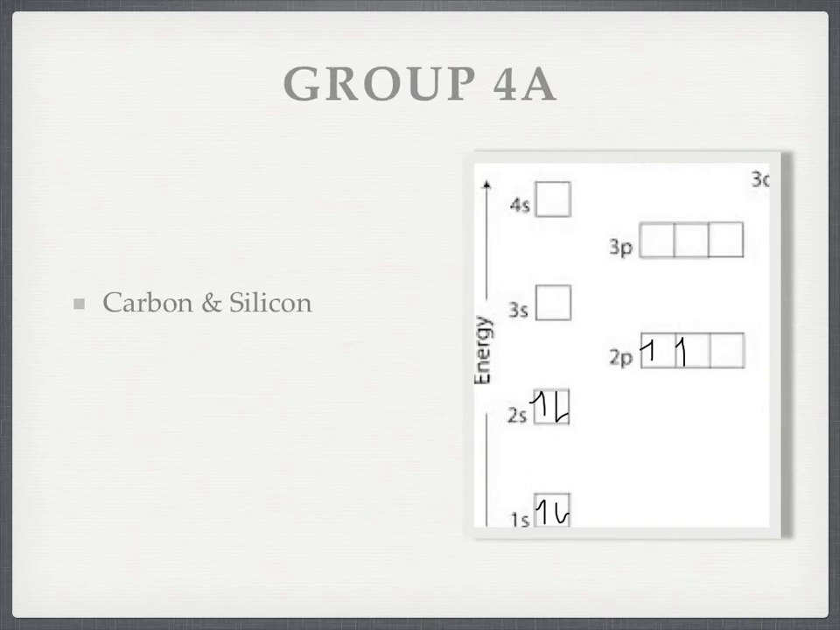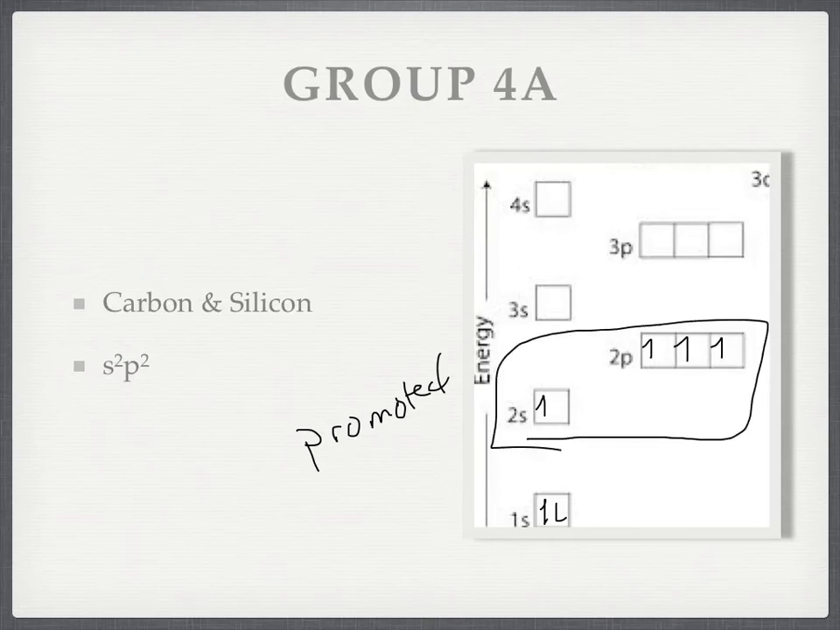Alright, let's take a look at group 4A, and typically they're going to be s2p2, so 2 in the s, 2 in the p. Carbon and silicon are examples of that. And so we've got our s2p2. And we can promote one of those s electrons, and now look, we can form 4. We have 4 half-full orbitals, and so now we can form 4 bonds.